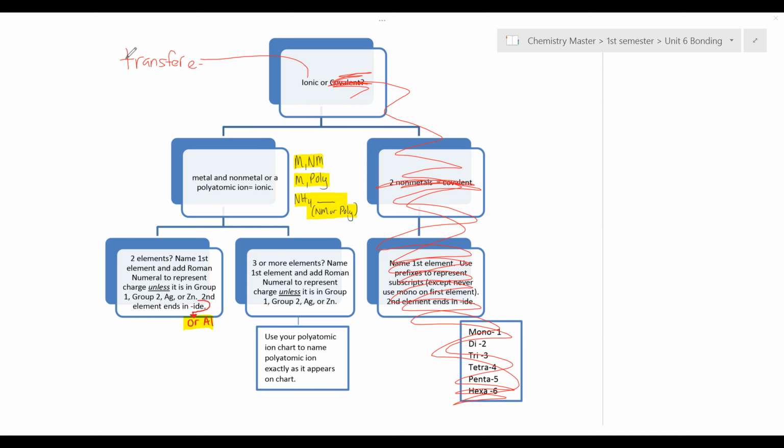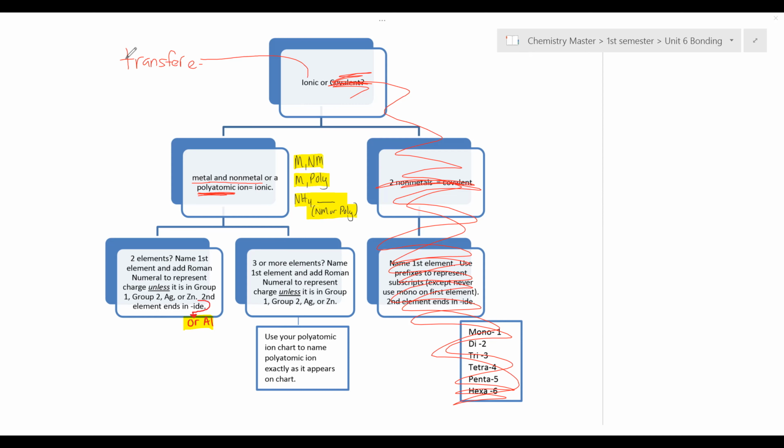Here is how you know it's ionic. If you see a metal and a non-metal, then it is ionic. A bond between a metal and a non-metal means you have an ionic bond. Somebody is willing to give up electrons and somebody is willing to take them. We're also going to learn, not today, but you can also have a metal and a polyatomic or two polyatomics. All right.